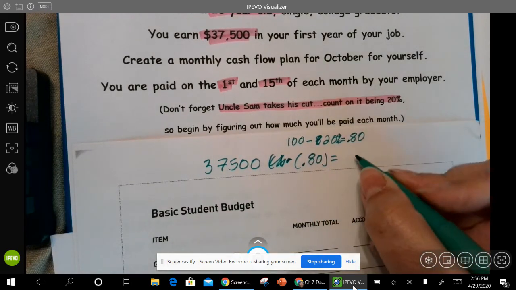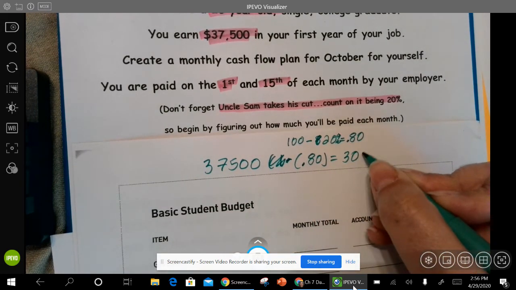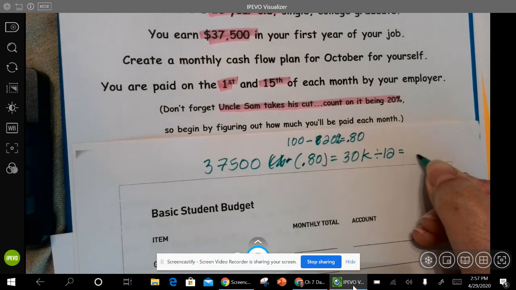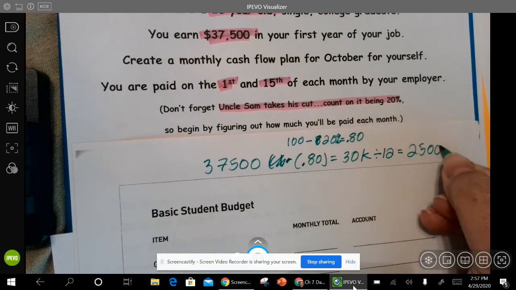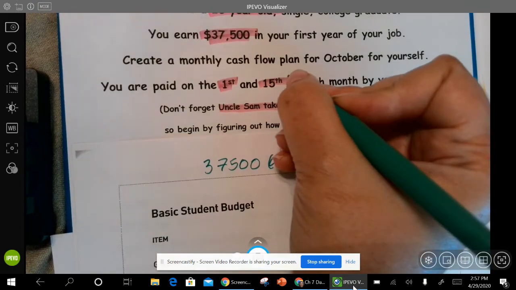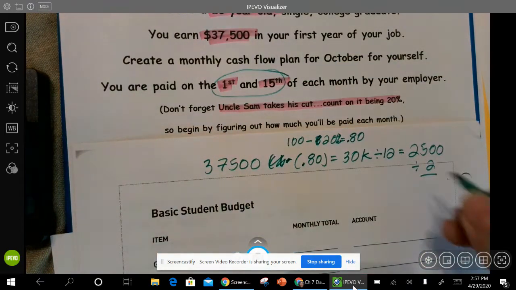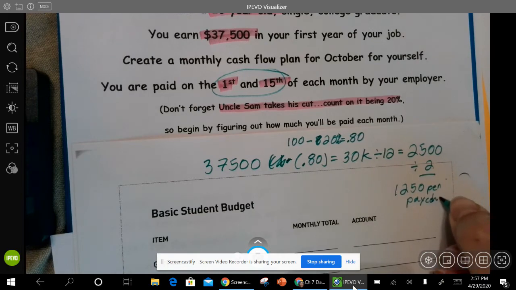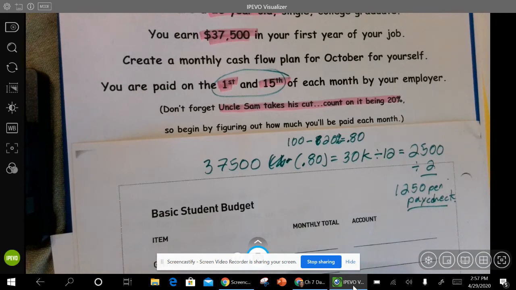So we get $30,000, which we have to divide by 12 to get monthly. So we get $2,500. We have to divide that by 2 because we're paid on the 1st and the 15th of the month. So we're going to get $1,250 per paycheck. That is going to be our net pay, so we've already taken out the taxes. Okay, so that's our paycheck.